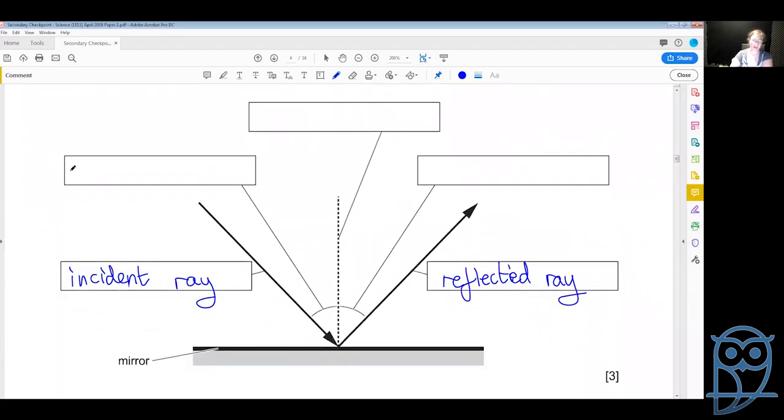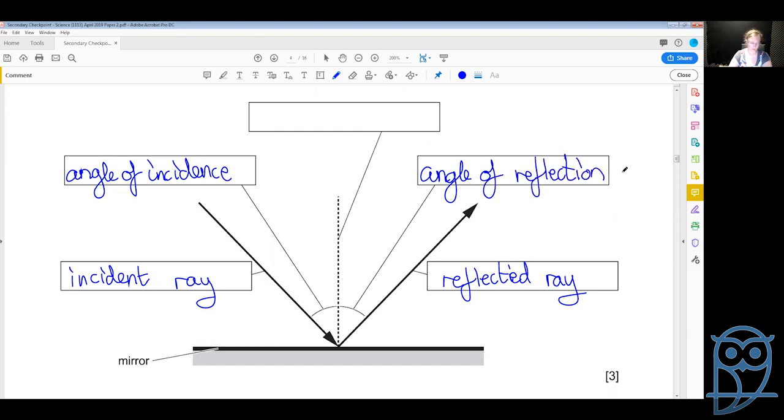That must mean this is the incident or the angle of incidence. And this is the angle of reflection. And lastly, this is the normal. Okay.